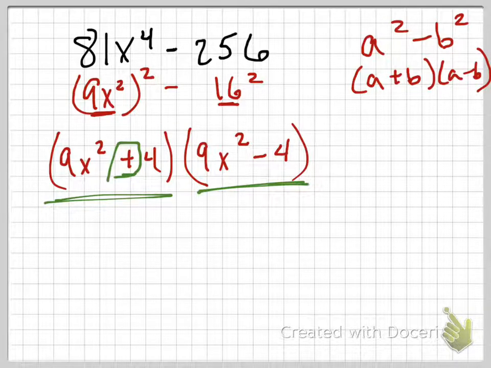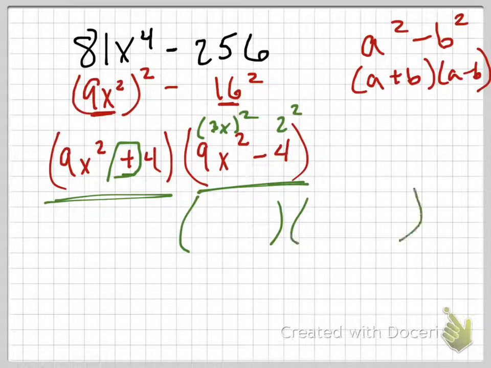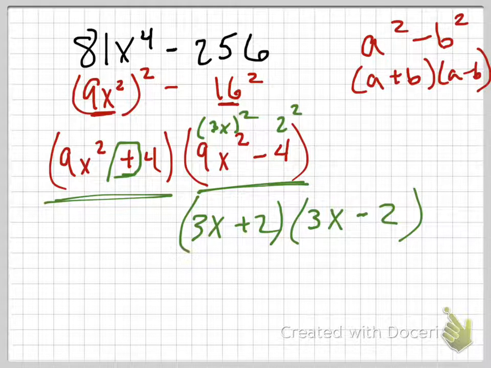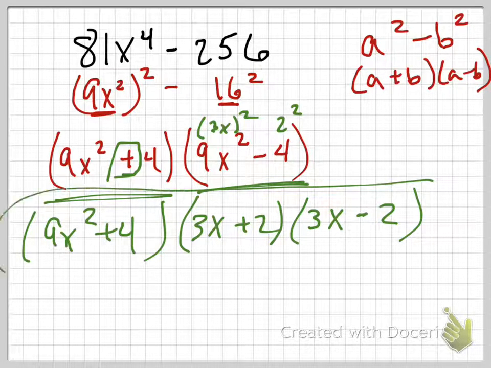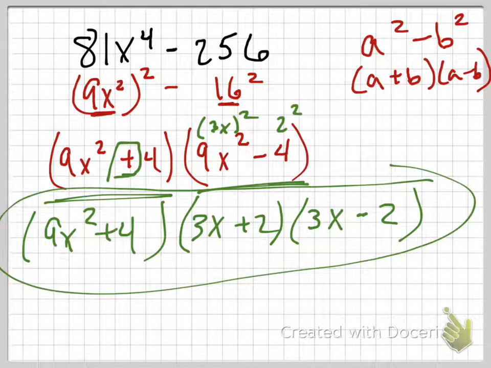But notice here, now I've got 3x squared there, and I've got 2 squared here. So this is going to factor further into 3x plus 2 and 3x minus 2. That one factors more, so now let's bring this one down, which didn't factor further, just so we have our answer all in one line. And there's your answer for factoring completely that problem.